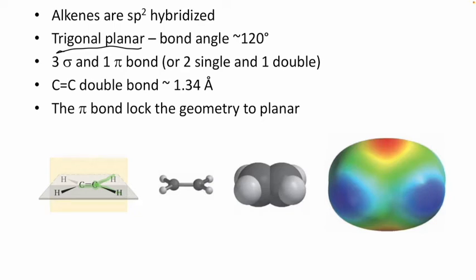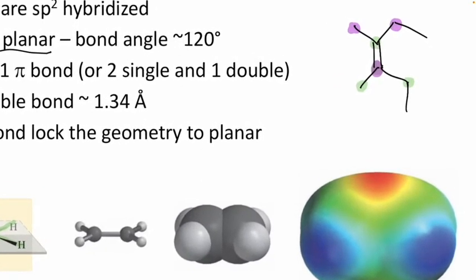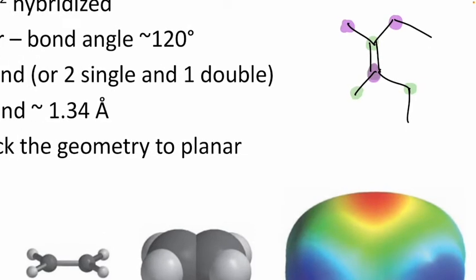So if we take any double bond structure here, make it big and ugly, each carbon has its 3 bonds all in a plane. And that's true for both sides of the double bond. So all 6 of these colored atoms here are sitting in the same plane.